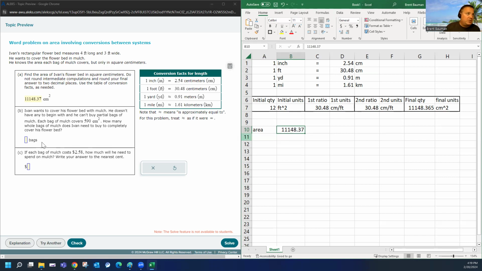So our next calculation is asking us, he wants to cover the flower bed in mulch. He doesn't have any to begin with, and he can't buy partial bags. That's a key point right there. He can't buy a partial bag. So we're going to have to round up to full bags for our final answer. So it says each bag covers 590 centimeters squared. Okay, and we have just over 11,000. So to find this, we're just going to take our area and divide it by how many each bag covers. So each bag covers 590.